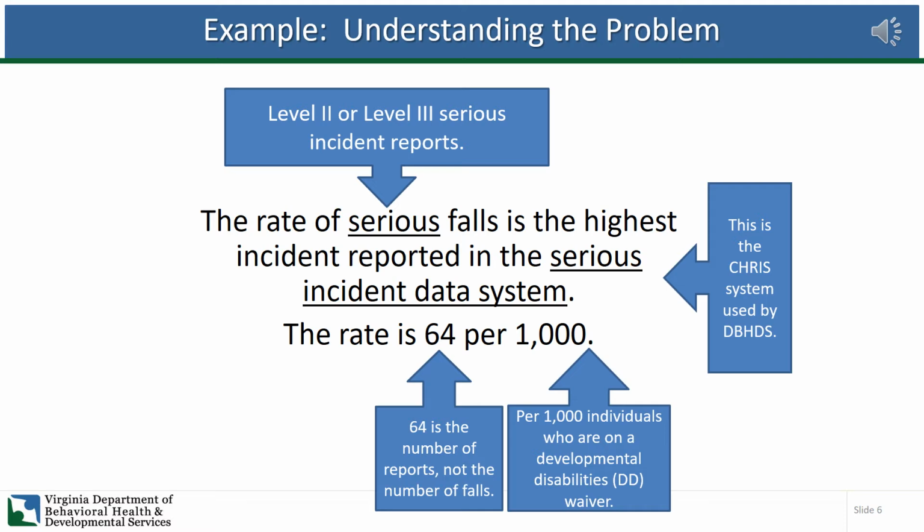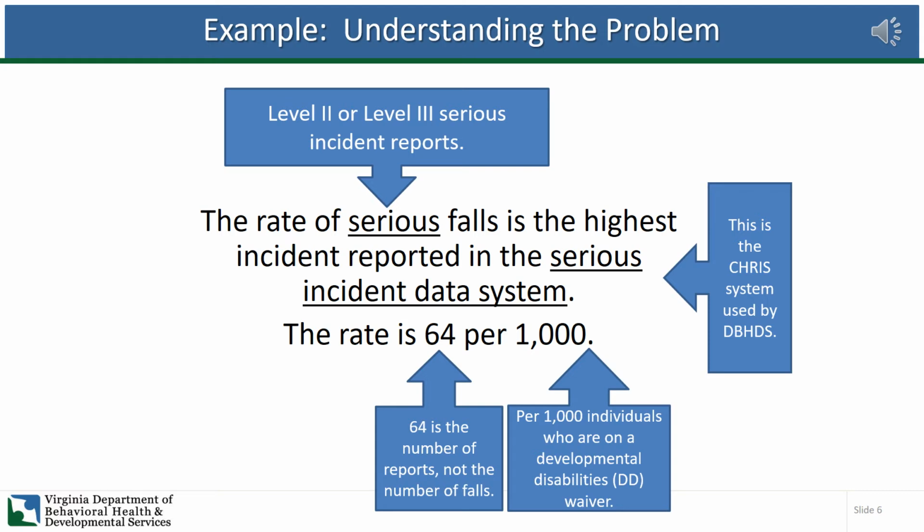Let's look at an example of why it's important to clarify the current knowledge of a problem. Say, for example, your team is presented with the problem that the rate of serious falls is the highest incident reported in the serious incident data system, and the rate is 64 per 1,000. It will help the team to also understand that when they refer to serious falls here, that means these are falls that have met the criteria for a level 2 or level 3 serious incident report. It is not all falls that happen. It's also important to understand that the data system referred to here is CRIS, the system used by DBHDS.